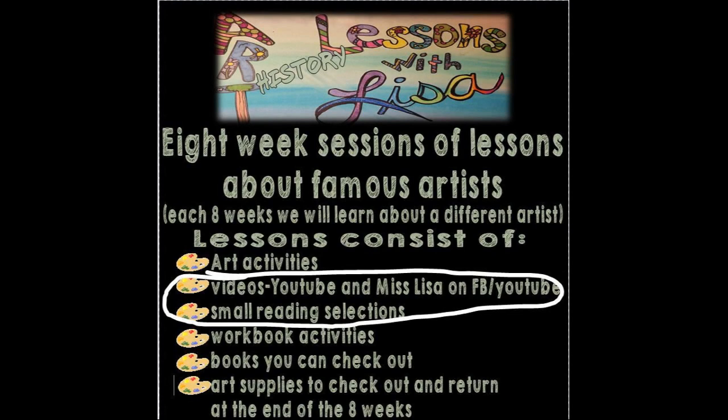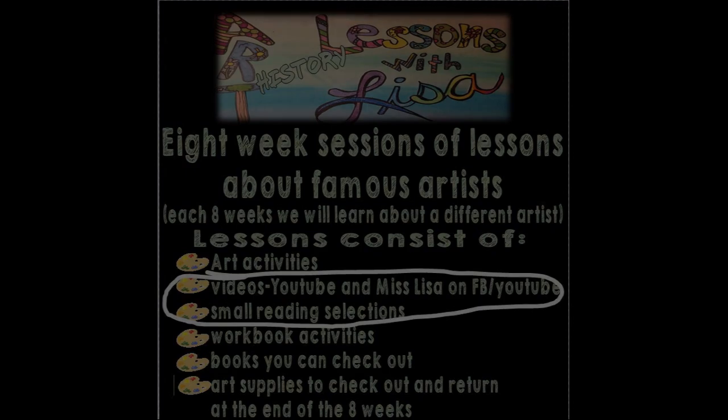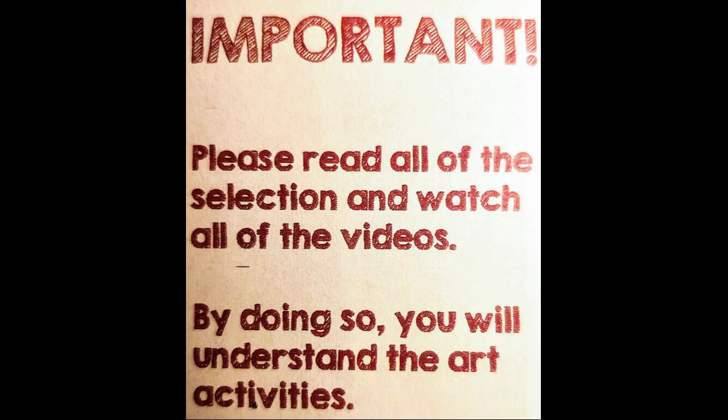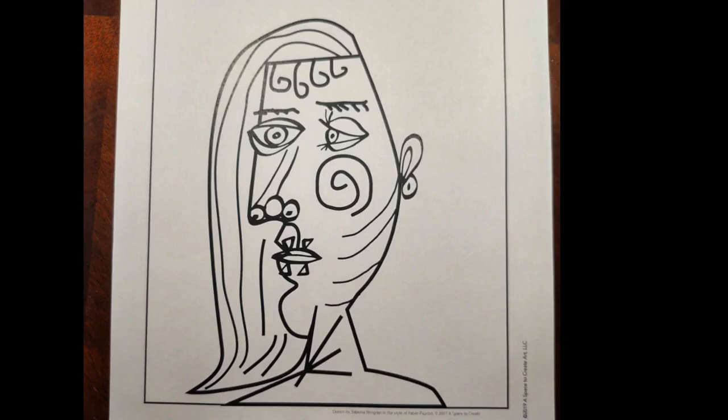Please make sure that you read the selection and watch the videos before you start any of the activities, so that you know why you're doing what you're doing. In Activity 6, the drawing uses many different techniques that Picasso used, including different angles, front and side, in the same drawing. You're going to color the portrait in your choice of color scheme. Before we do that, though, I want to show you some different pictures that Picasso did using all of these techniques, and that should help you color your picture in.